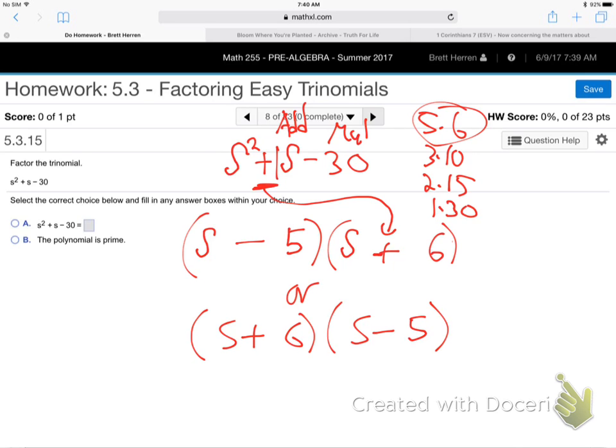Alex, did you get that old one? Did you figure that out? Yeah. All right, I figured it out. Good.